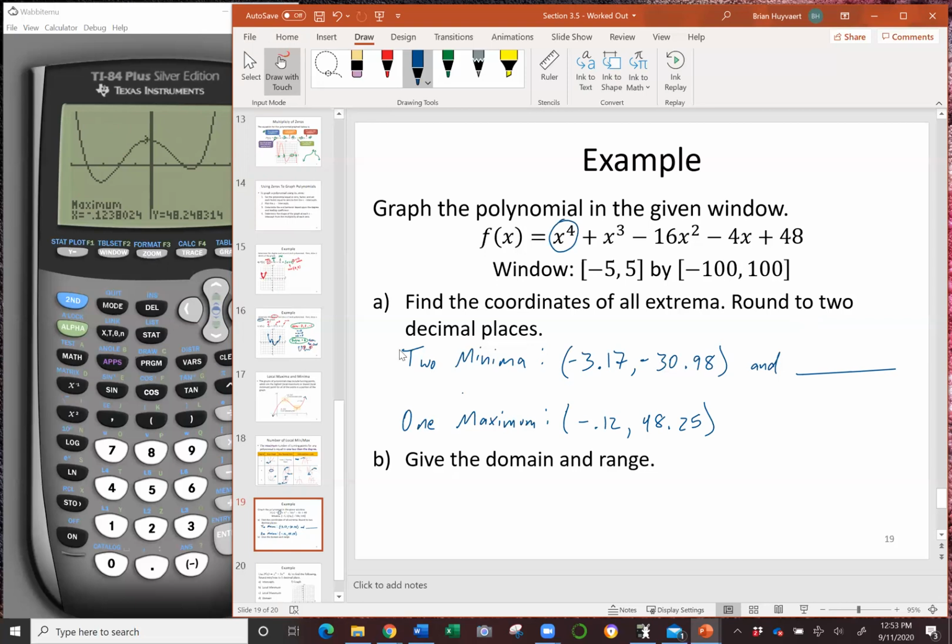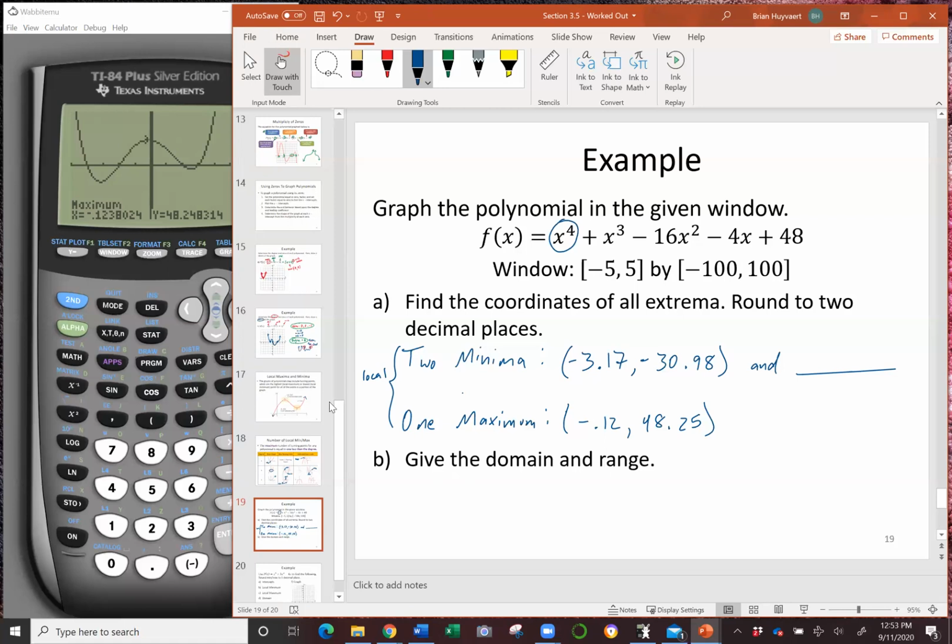As far as these go, remember these are local. Clearly we see that this function is going to keep growing to the 2 sides, so our max certainly is local, and one of these mins is lower than the other. It turns out this first min we found is actually what's called the global or universal min. It is actually the lowest point for the entire function.